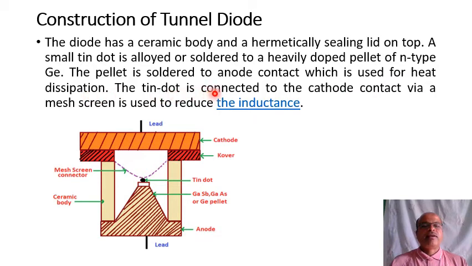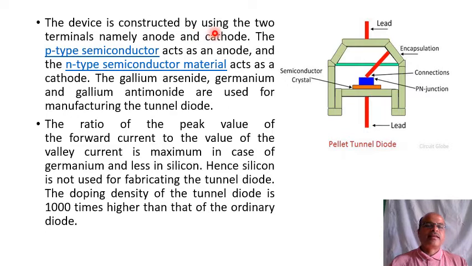The tin dot is connected to the cathode contact via a mesh screen. The mesh screen is used to reduce the inductance. The device is constructed using two terminals, namely anode and cathode. The p-type semiconductor acts as the anode and the n-type semiconductor material acts as the cathode.